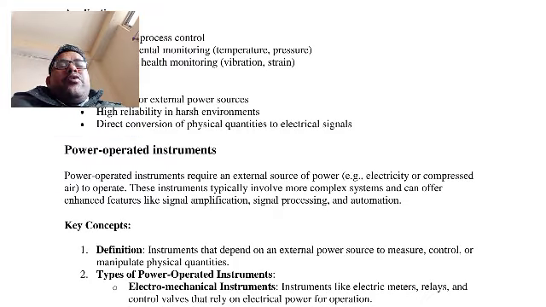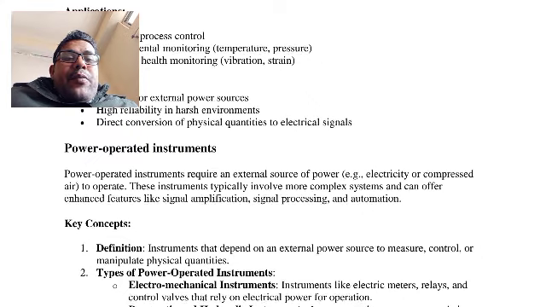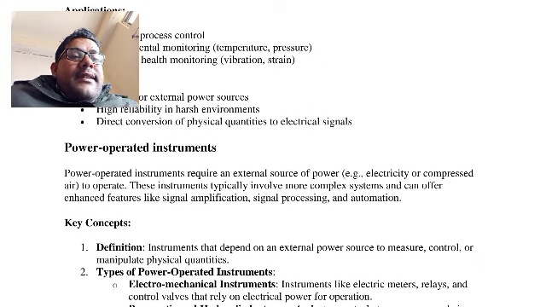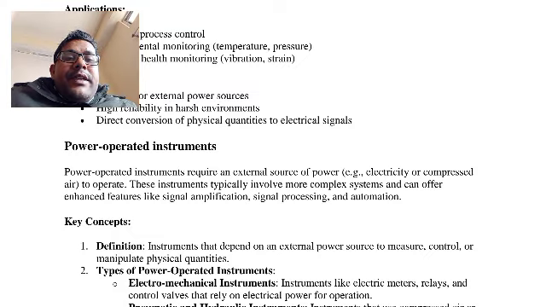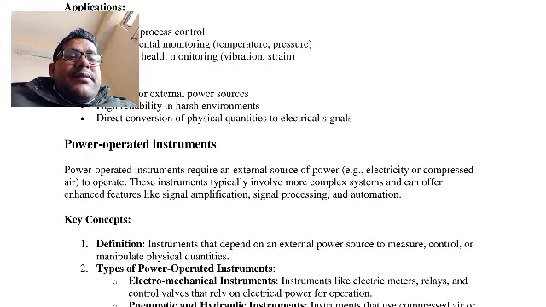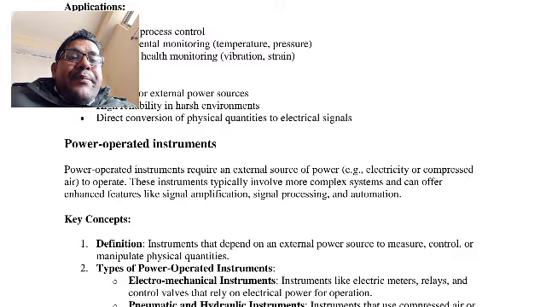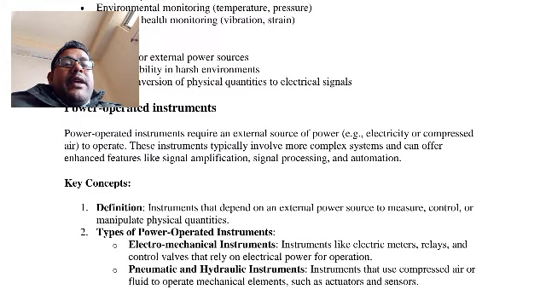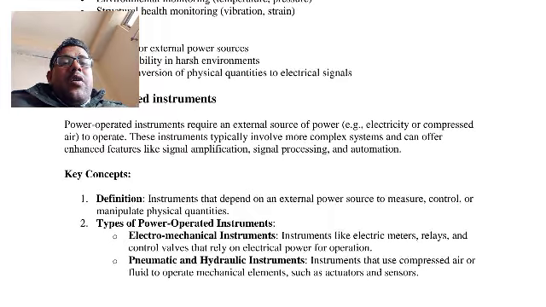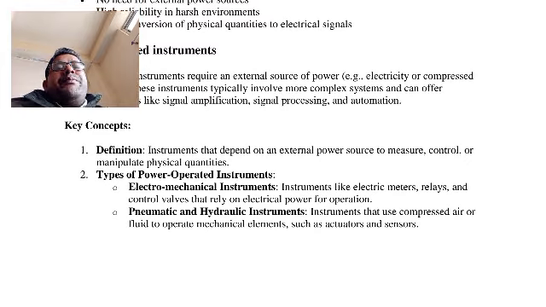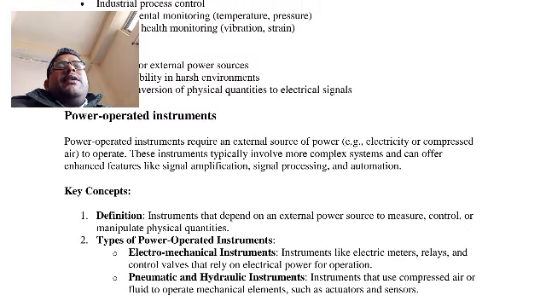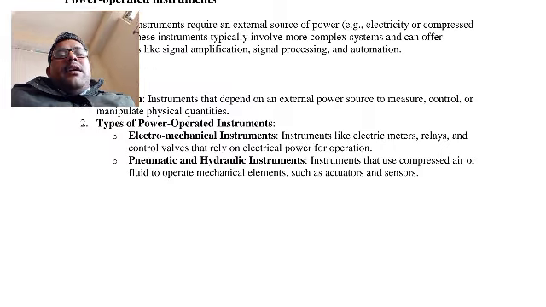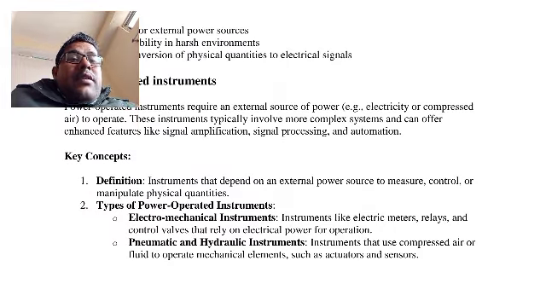And next is a power operated instrument. The power operated instrument requires an external source of power like electricity or compressed air to operate. These instruments typically involve more complex systems and can offer enhanced features like amplification and signal processing. Power operated instruments depend on the external power supply to measure, control and manipulate the physical quantity. Just previously we discussed the self-operated instrument. These instruments don't require any external power to operate, but power operated instruments require power to operate.